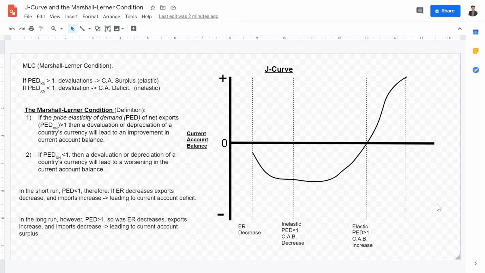Once again, it's because of the shape of the J-curve, and the shape of the J-curve is dictated by the elasticity and the laws as illustrated through the Marshall-Lerner condition. So in order to really understand and illustrate the J-curve well, you have to understand the Marshall-Lerner condition first and apply it to the current account balance throughout the short run and the long run, and examine the relationship between the price elasticity of demand as well as the effects on the current account balance.